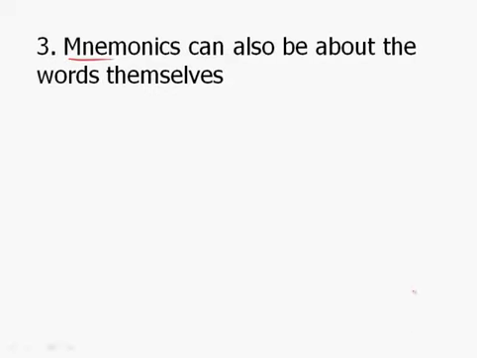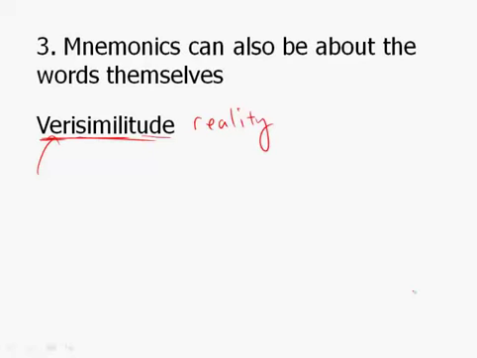Okay. Finally, mnemonics can also be about words themselves. And what do I mean by that? Well, let's take a look here. Verisimilitude. Verisimilitude means something has a likeness to reality. So for instance, CGI, this computer animation, it looks so lifelike oftentimes, and therefore it has a high degree of verisimilitude. Now, one way of memorizing this word is to say, aha, something has a lot of verisimilitude. It is very similar to reality. So verisimilitude, much like reality, or very similar to reality.